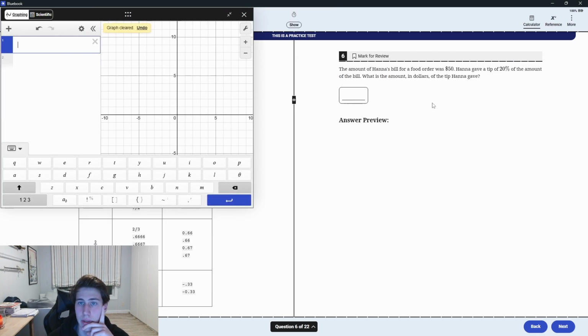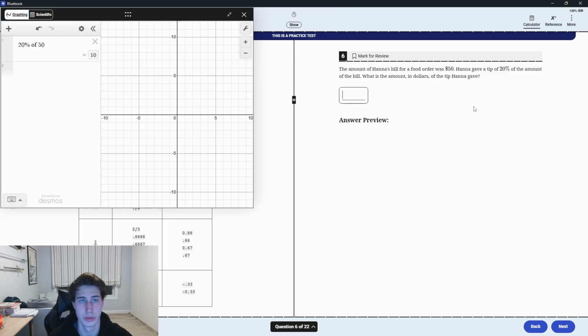Number 6, the amount of Hannah's bill order, the amount for her order was $50. If she gave a tip of 20 percent, what is the amount of the tip she gave in dollars? So what's 20% of 50? And that is $10.